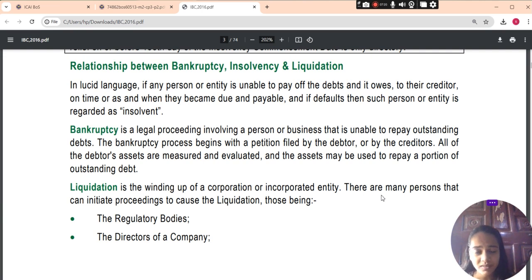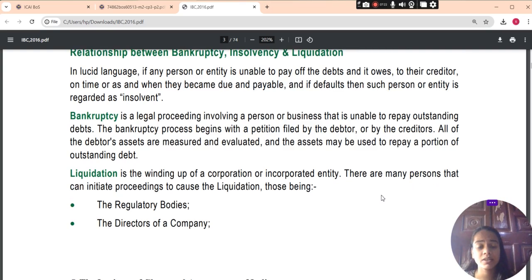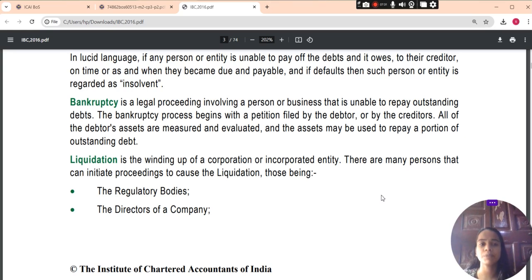In lucid language, if any person or entity is unable to pay off the debt it owes to its creditors on time or as and when they become due and payable, and if they default, then such person or entity is regarded as insolvent. तो उस केस में क्या कहा जाएगा, insolvent.